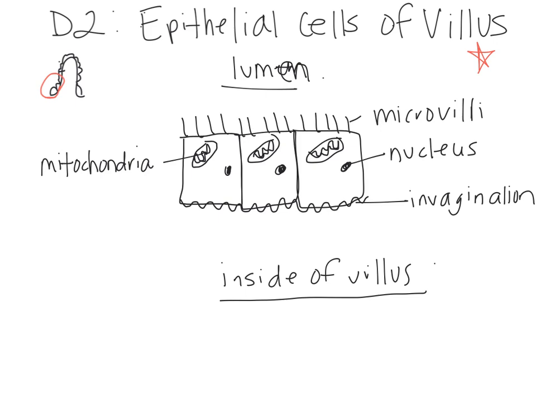If you'll notice here, these cells are very close together, and this is what we call a tight junction. The tight junction actually disallows food particles from diffusing from one epithelial cell into the other. What we want is for food to go from the lumen into the epithelial cell into the inside of the villus. What we don't want is it jumping from epithelial cell to epithelial cell, and these tight junctions really discourage that. And those are the epithelial cells of the villus.